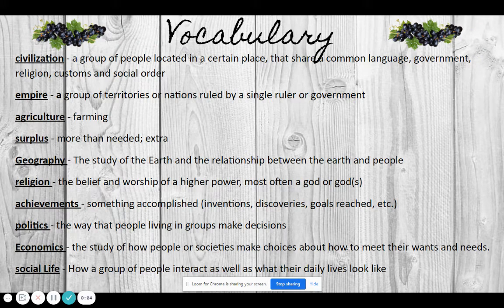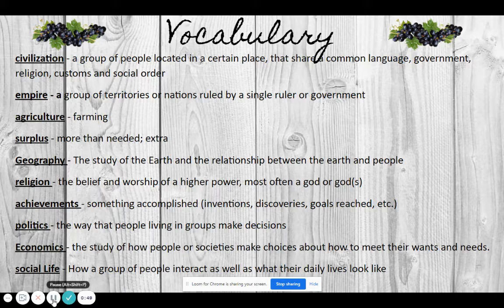Vocabulary for this week. We have civilization, a group of people located in a certain place that share a common language, government, religion, customs, and social order. We have an empire, which is a number of civilizations put together. So it's a group of territories or nations or civilizations ruled by a single ruler or government.